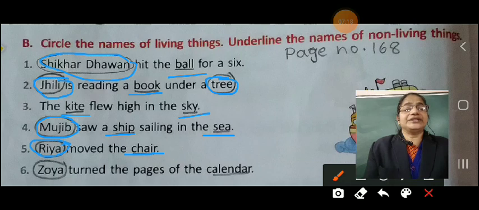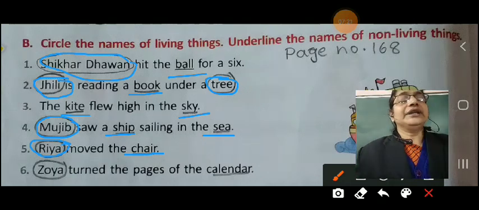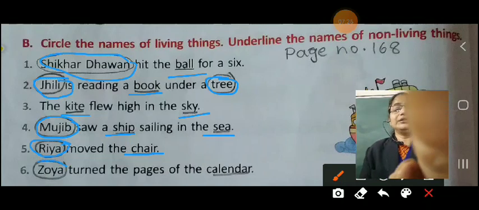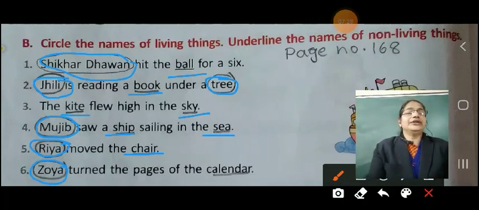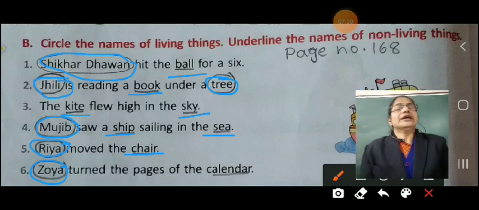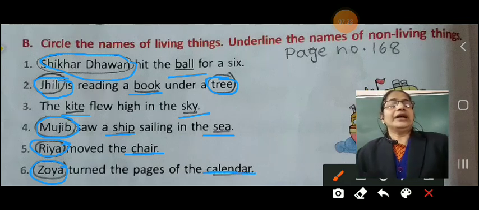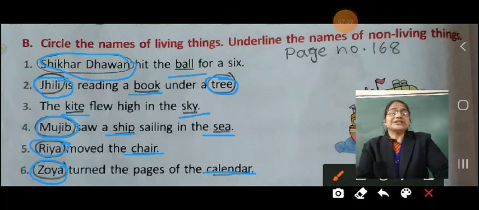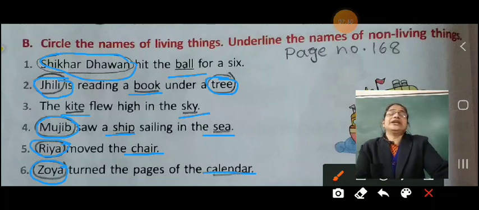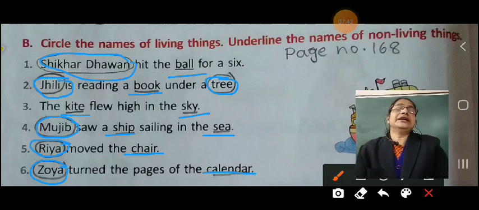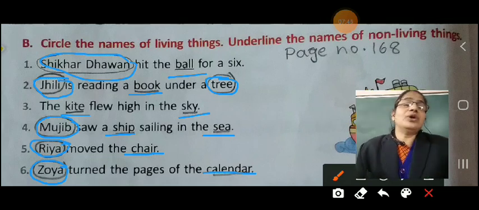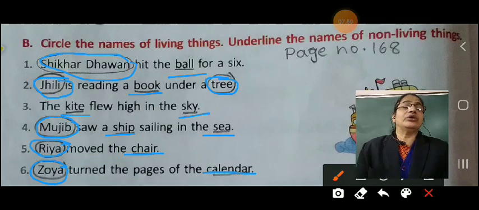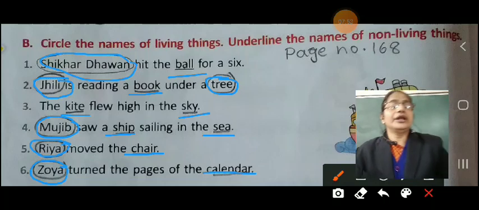Soya turned the pages of the calendar. Here, the living thing is Soya. You can circle Soya. And the non-living thing is calendar. You can underline calendar. Okay, here you have to see, first you can see the living things, then next you have to see what are the non-living things. Living things you can circle and the non-living things you can underline.